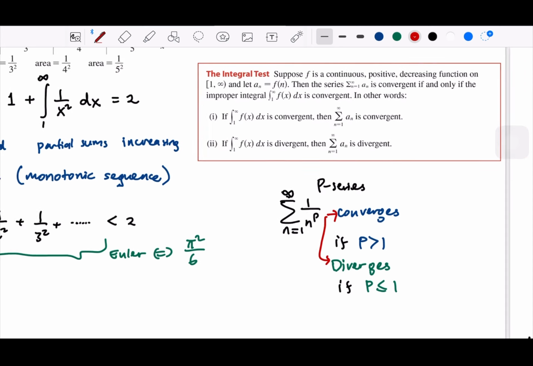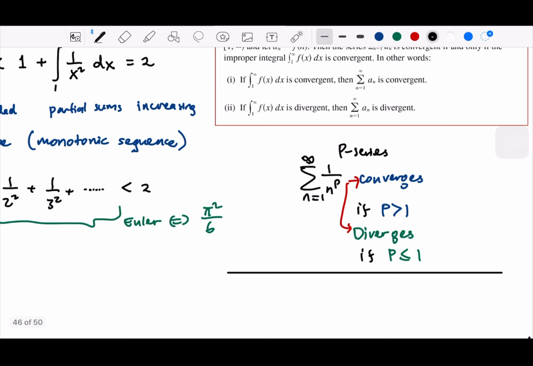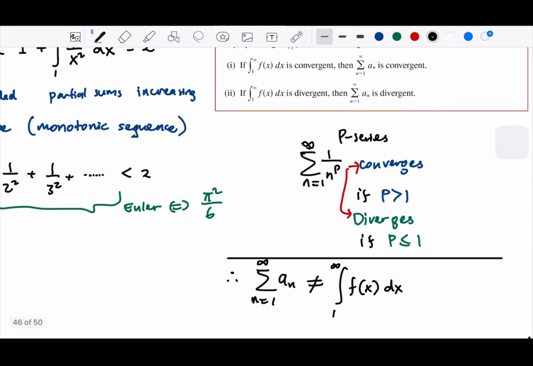So I need to make sure that we understand the aspect. What I'm trying to say as a conclusion is that we can examine the convergence or divergence, but we are not taking this to mean equality between the sum and the integration. Okay, this is a difference. So the sum is not equal to the integral.